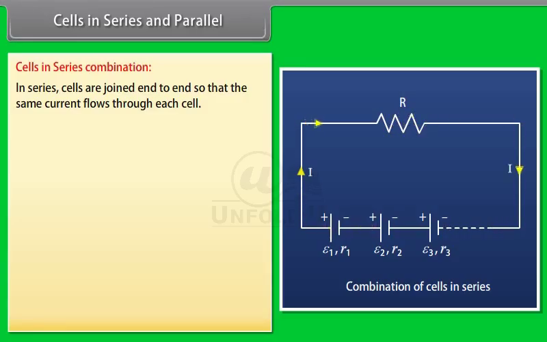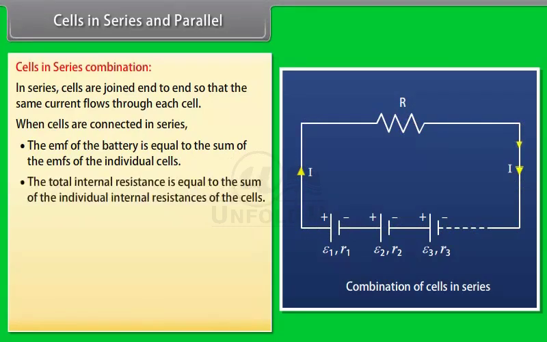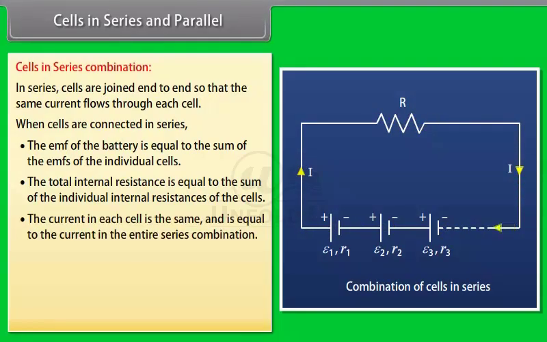cell. In ordinary series connection, the positive terminal of one cell is connected to the negative terminal of the second, the positive terminal of the second to the negative terminal of the third, and so on. When cells are connected in series, the EMF of the battery is equal to the sum of the EMFs of the individual cells. The total internal resistance is equal to the sum of the individual internal resistances of the cells. The current in each cell is the same and is equal to the current in the entire series combination.